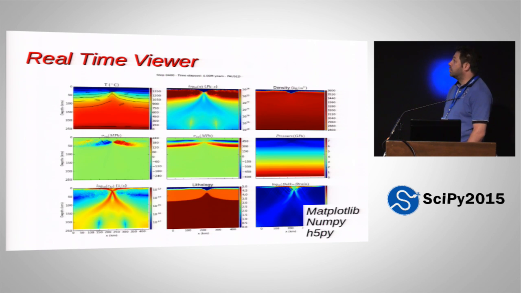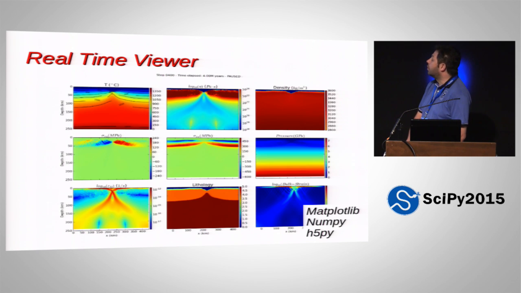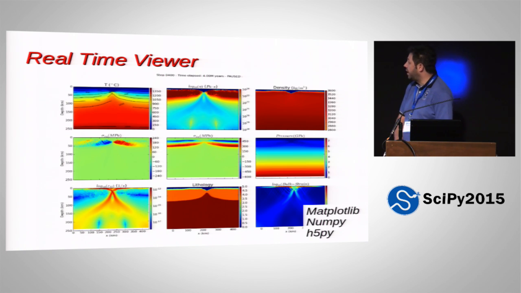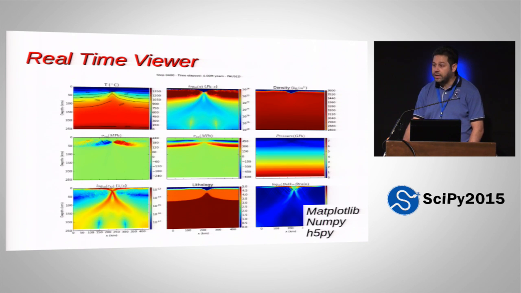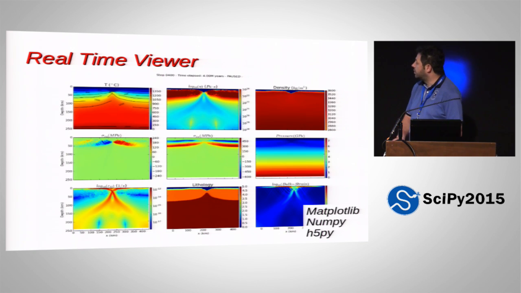Since numerical simulation creates a lot of data and a lot of numbers, we wrote a viewer, a simple plotting module to show the data. The data can be shown in real time during a running simulation, or after the simulation has ended. In this case, this is a simple rifting model where we have a plate that splits and breaks apart, and generally this nine-panel plot shows some of the most important quantities or arrays involved in our calculation. This module is based on matplotlib, NumPy, and h5py.